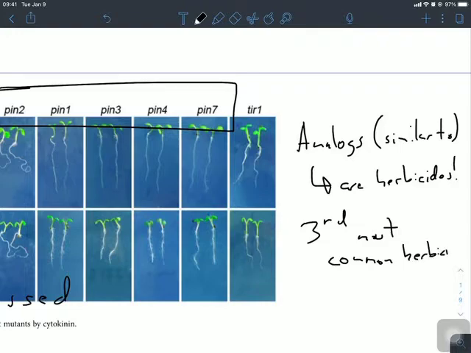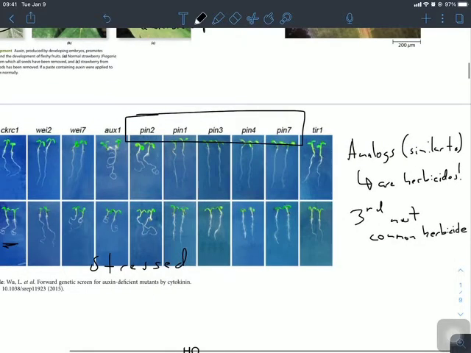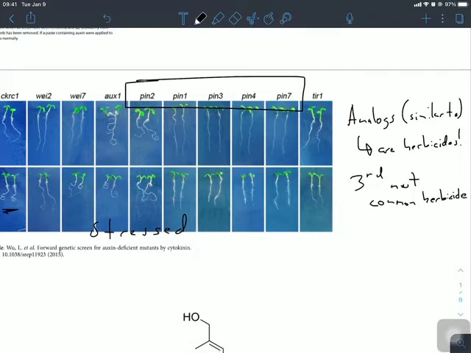And of course, in a botany class, we will be talking about what are the types of molecules that we use in agriculture later in this class. But it's important to keep in mind that auxin and its synthetic analogs can be used for this purpose, can be used to target things that we don't want in our agricultural fields.